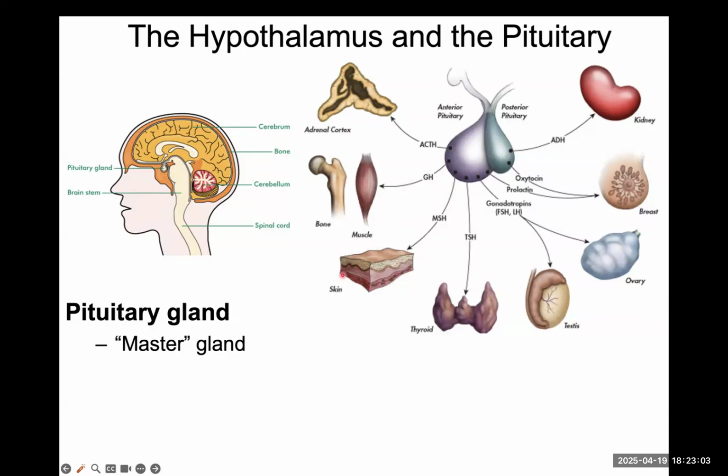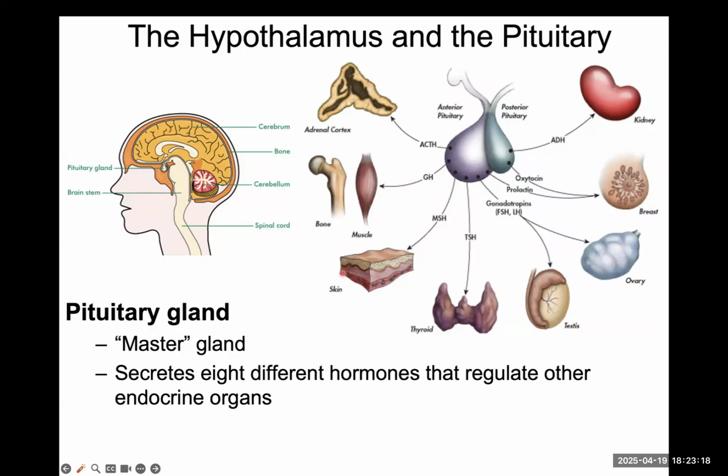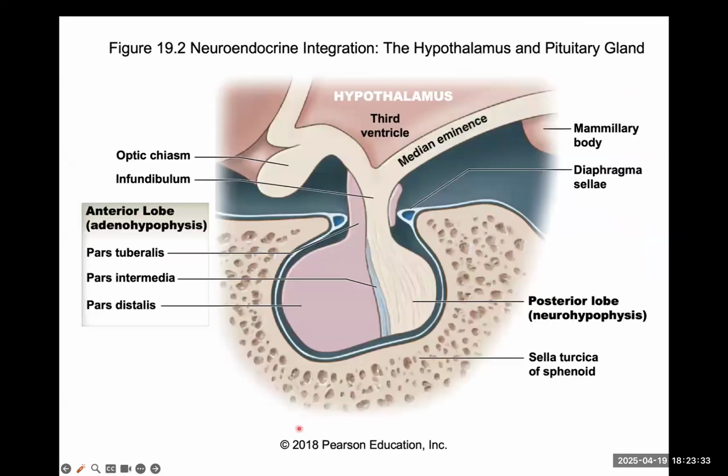Even though the hypothalamus controls the pituitary gland to a certain point, the pituitary is going to create at least 8 different kinds of hormones that we're going to talk about. Some of these glands are broken into 2 parts. So you have 2 lobes, posterior and anterior, and it's going to secrete 8 different hormones. Each of these lobes has a different function.